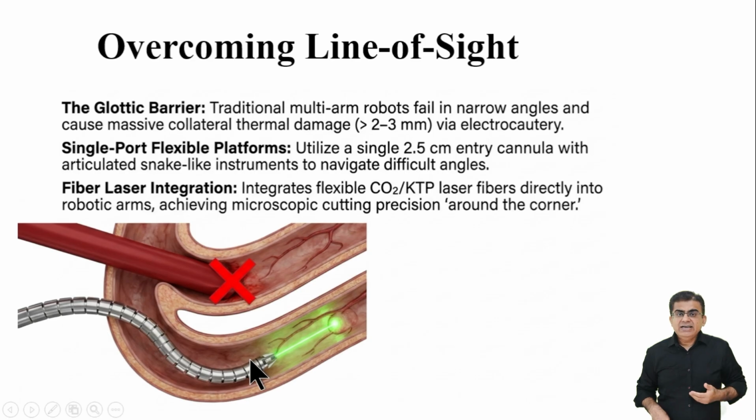We are now actively integrating thin, highly flexible laser fibers directly into these new robotic arms. This allows us to deliver ultra-precise laser energy deep inside the throat. We can literally achieve microscopic cutting precision around a sharp corner. This incredible technology completely removes the old glottic barrier and allows us to safely operate on tumors we could never reach before.